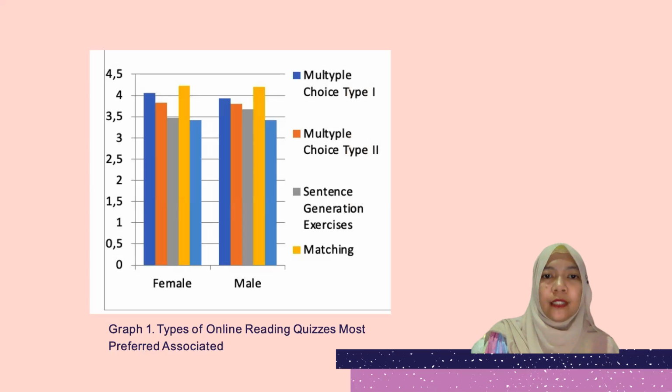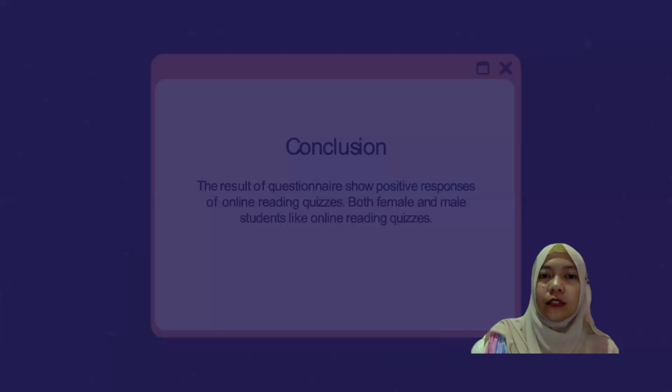This one we can see the types of reading quizzes most preferred. The students prefer matching. The highest score is in matching, whether female or male. They like matching because it's like playing a game. The students say that it's easy to match the question and the answer itself.